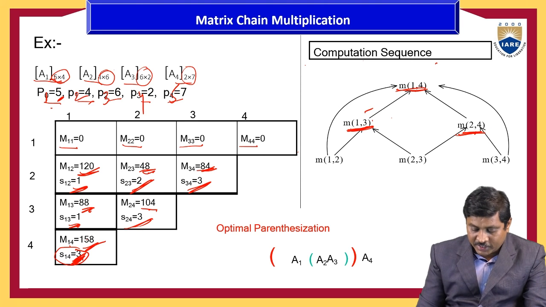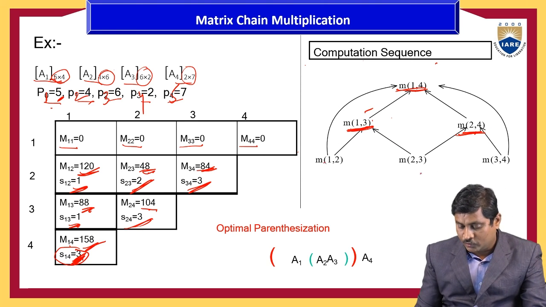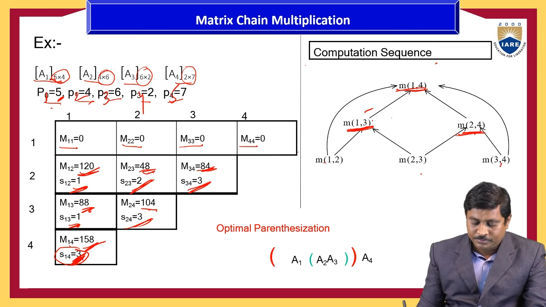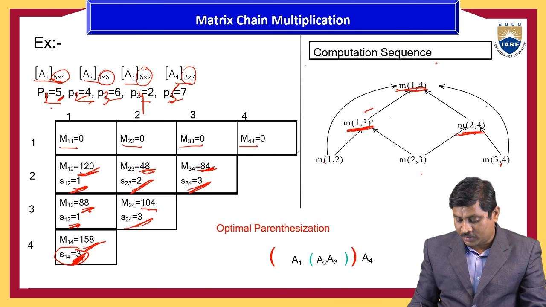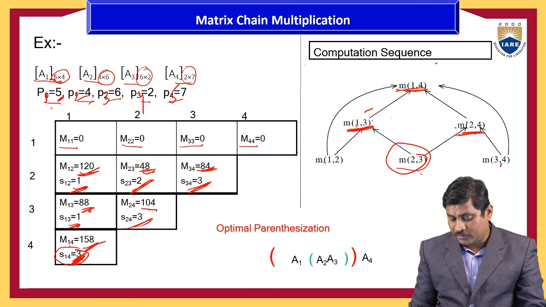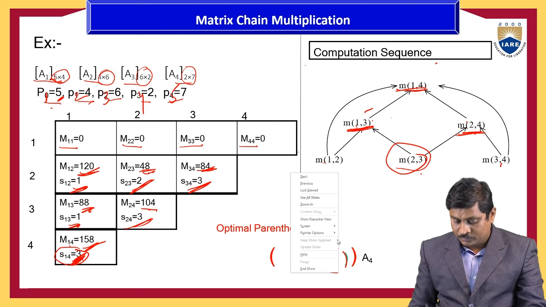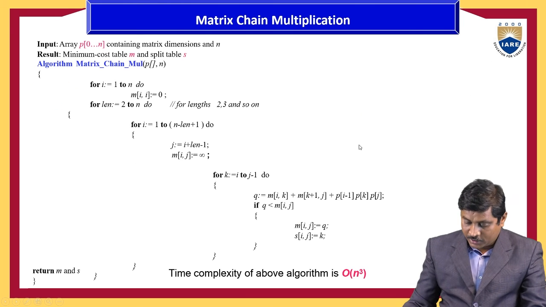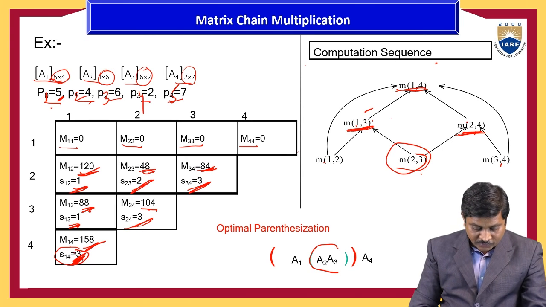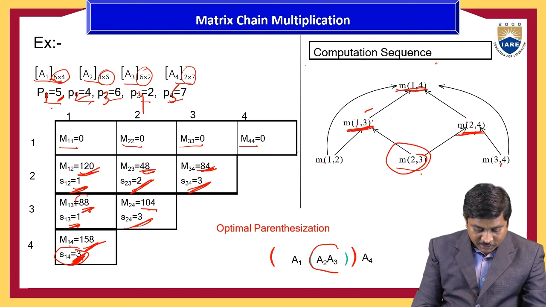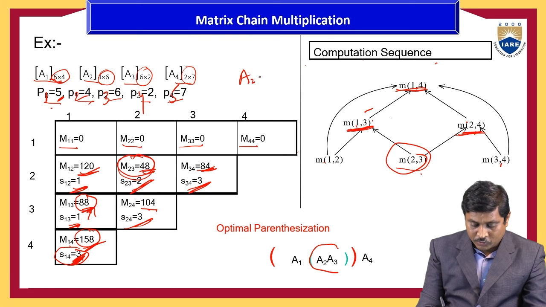Now again you see it is divided into M12, M23, M34. So now clearly observe that 2, 3 is between these two. So multiply A2 into A3 first. Among the values 88 and 158, the least value is 2, 3. So we multiply A2 into A3.